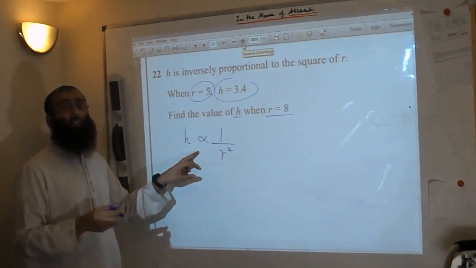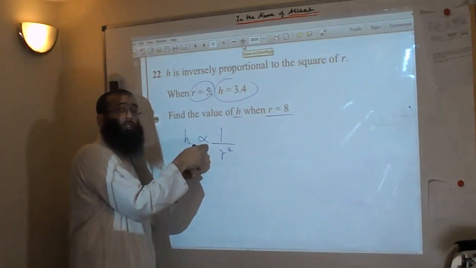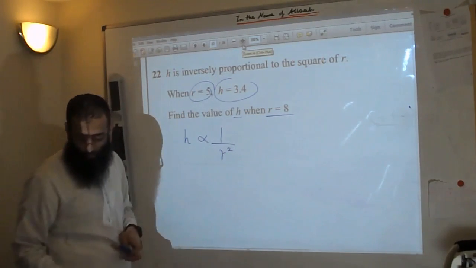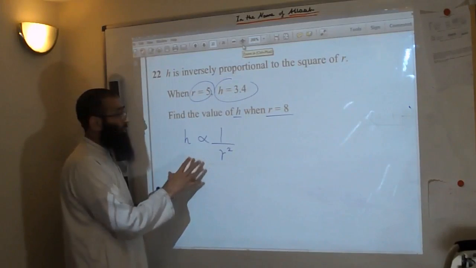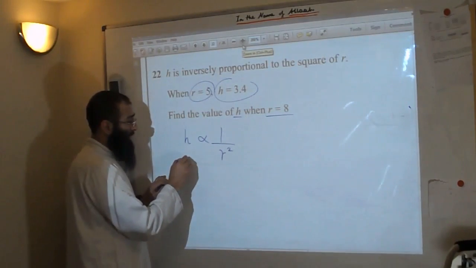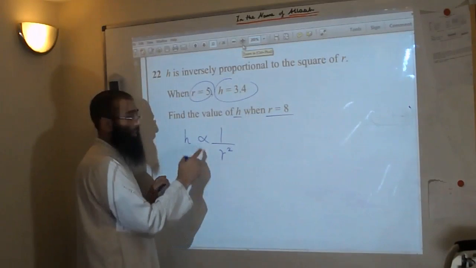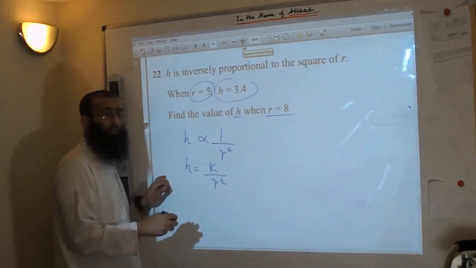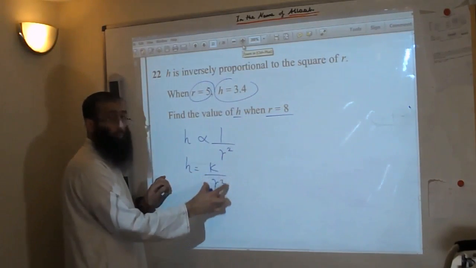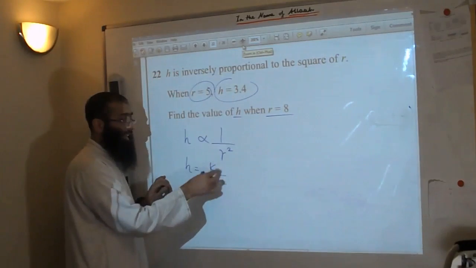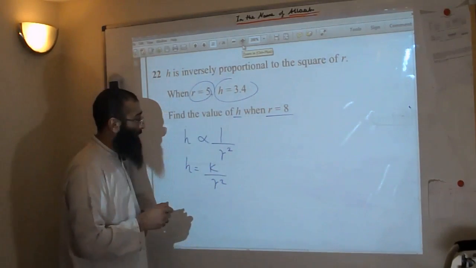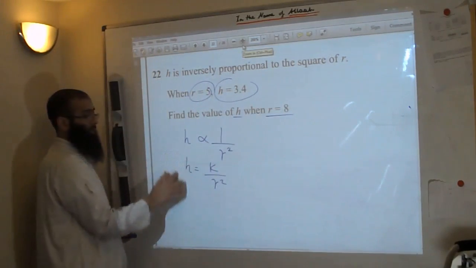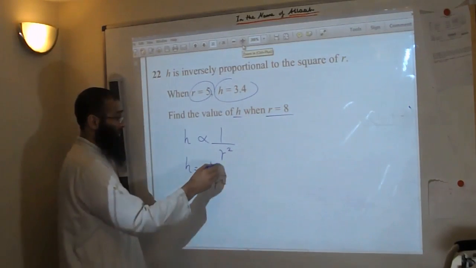H is inversely proportional, the inverse part's over here, 1 over. That's a proportionality sum. So H is inversely proportional to R squared. That's how we write it. Now, we need to change it from this general form into a form that we can solve. So we say H is equal to K, the constant of proportionality, times 1 over R squared. Inversely means 1 over, proportional to R squared. So that's the K constant of proportionality that we need to work out. That sentence gets changed into this. I call this my general statement.